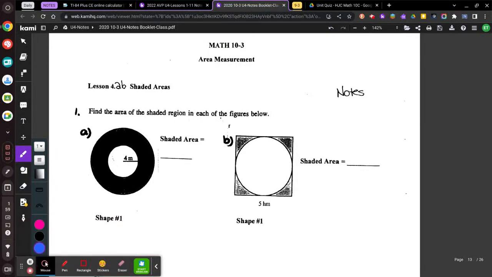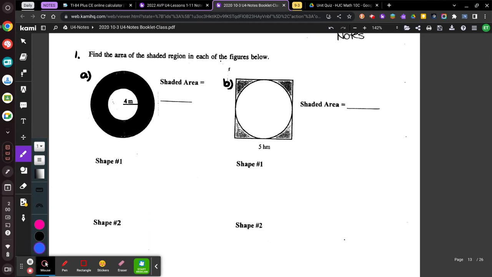Okay, welcome to Unit 4, Lesson 4.2b. So now we are finding the shaded areas. Some of these objects are going to be multiple objects that we have to subtract, and some are going to be multiple objects combined that we have to add. So in the first two here that we see for A and B, we need to take the area of a large object, subtract the area of a small object.